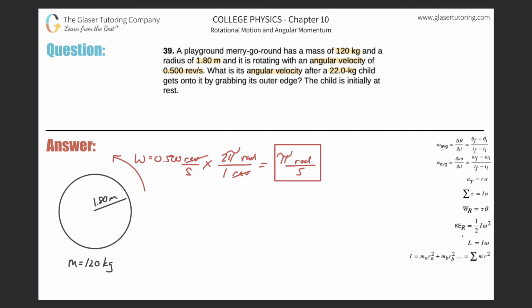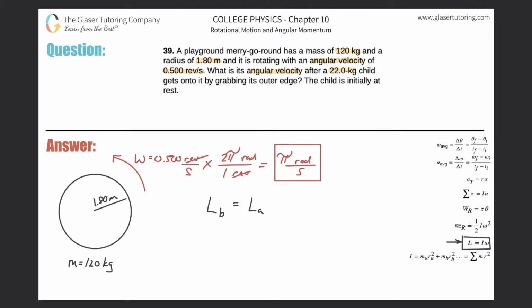I'm going to look down here on the bottom right and box in my angular momentum formula, which relates the angular momentum to the moment of inertia and the angular velocity. I'm definitely going to use that equation, but let me start with something more general. The angular momentum before the child jumped on the merry-go-round is equal to the angular momentum after the child jumped on.